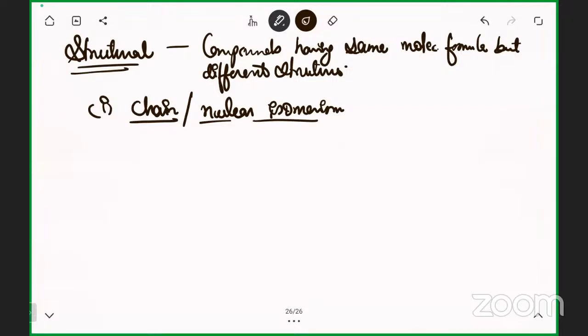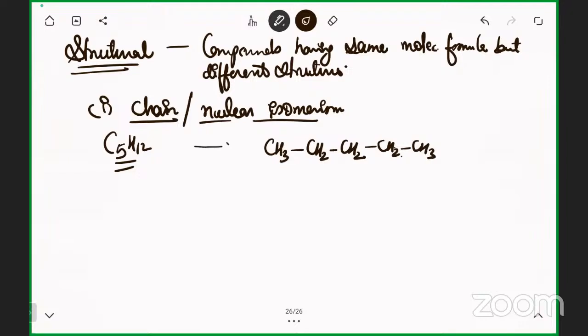A compound which has a different number of carbons in the chain. For example, I'm taking C5H12. First you make the basic structure CH3, CH2, CH2, CH2, CH3. So this is the example of a normal chain structure. It's normal, so we say it as n-pentane. We name it n, then iso, then we'll go for the neo condition.